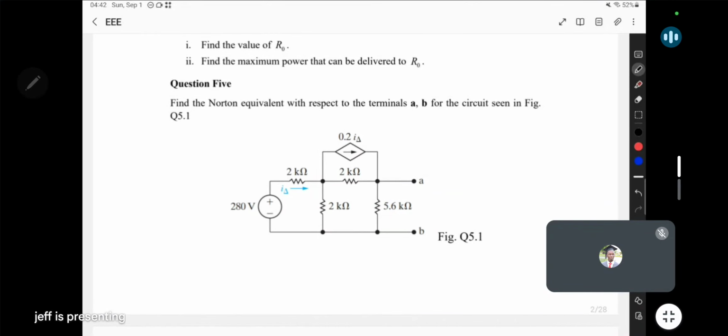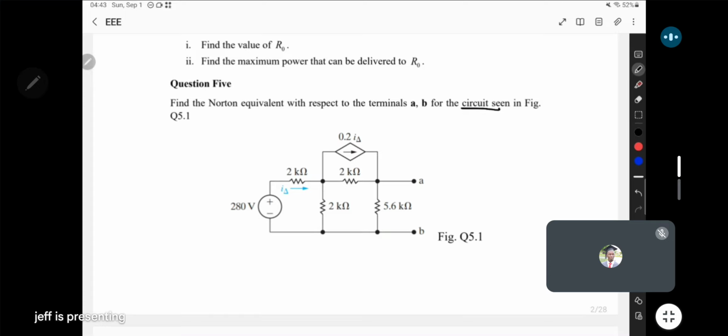Okay, so in this case, we're going to look at question 5, and the concept here is to find the Norton's equivalent with respect to the terminals AB. So perhaps they're saying find the Norton's equivalent circuit with respect to the terminals AB of the circuit seen in the figure. They have the circuit there, so perhaps no need for this one here.